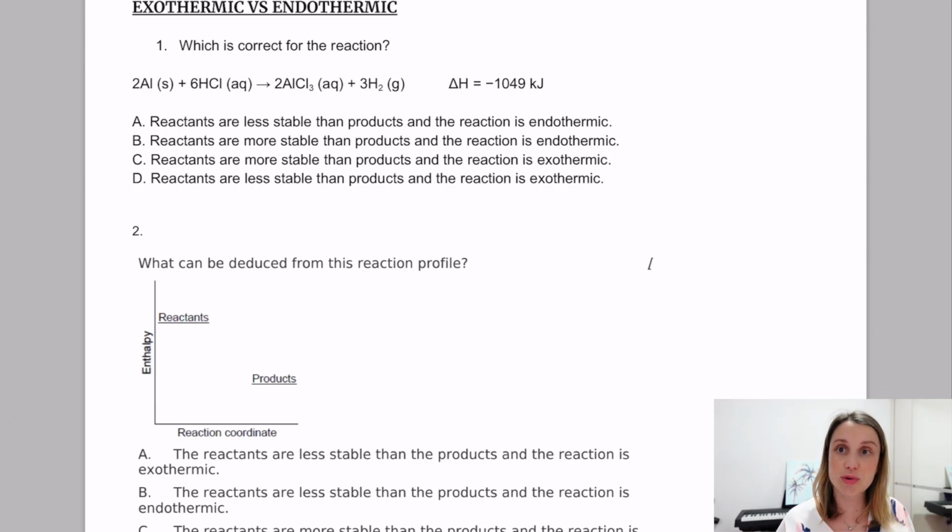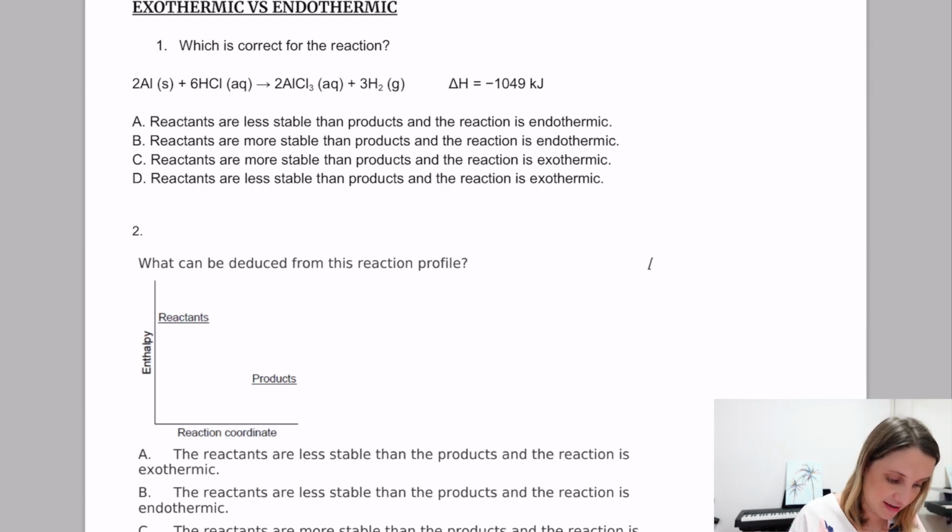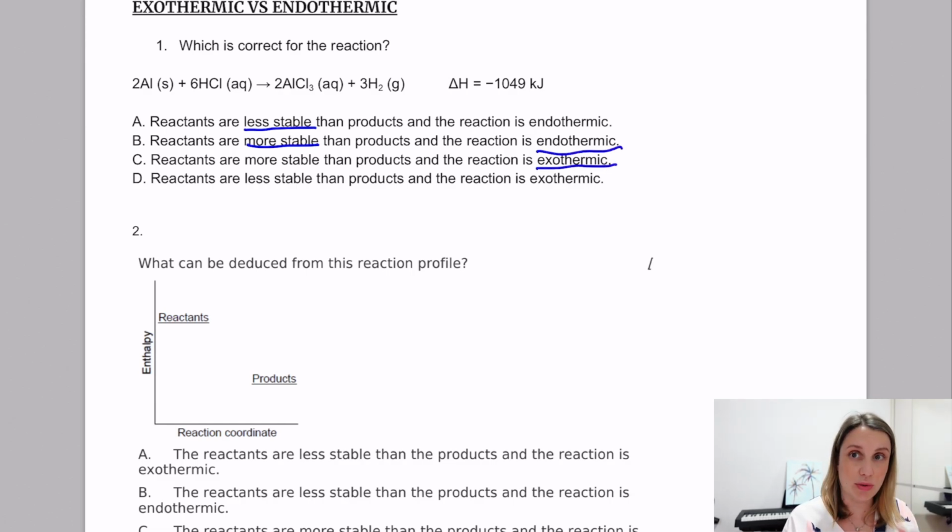Okay, let's look at some multiple choice questions on endo versus exothermic. This is a really, really common example and is worth taking your time to think about what the question means rather than rushing into it. Here they've given you an equation and then they've asked you whether the reactants are more or less stable and then whether the reaction is endo or exothermic. So we're really solving two parts to this.